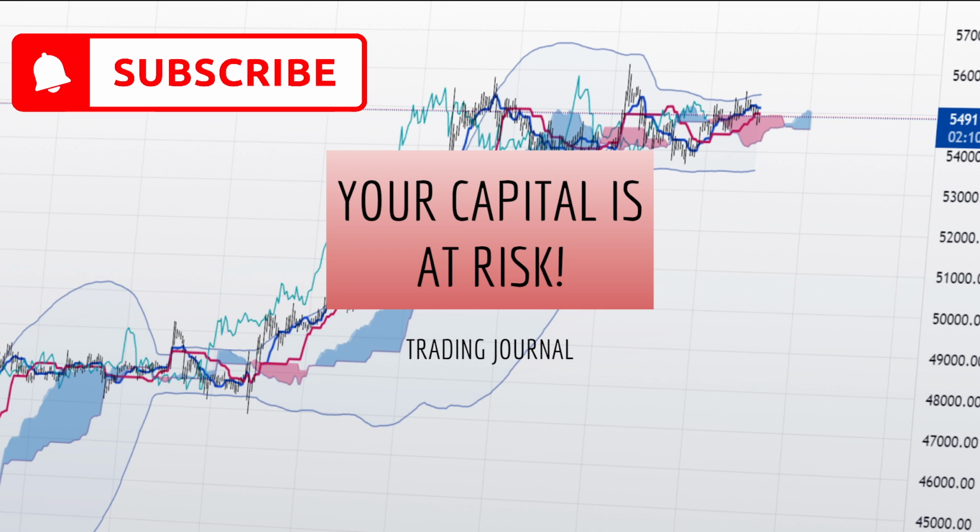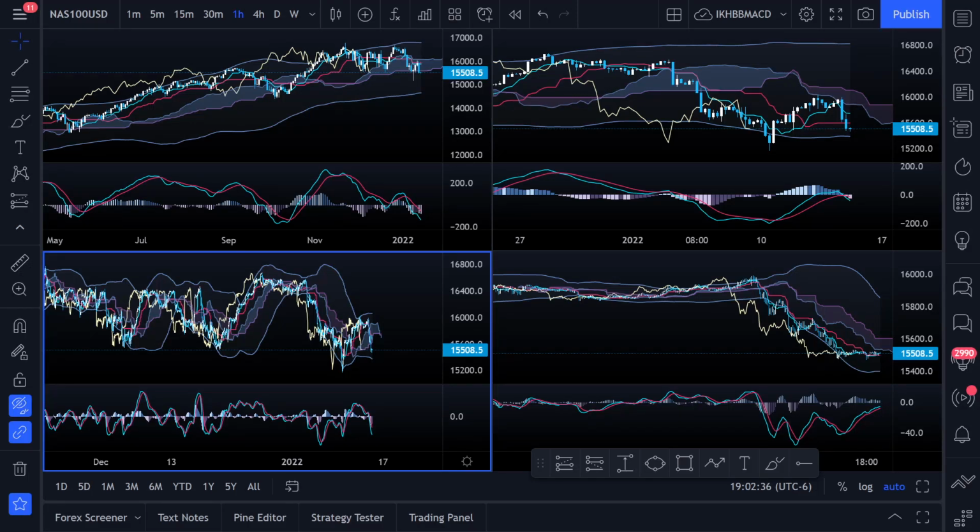I want to talk about a trade I took today. This is a short trade I took on the NASDAQ 100 index. So let's take a look at the charts. Okay, so we have the charts here.